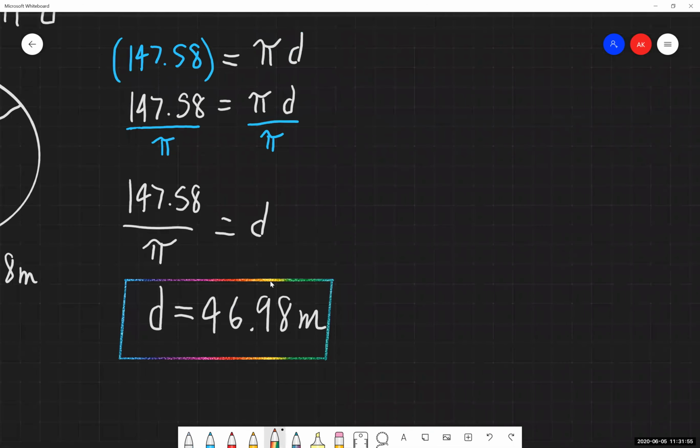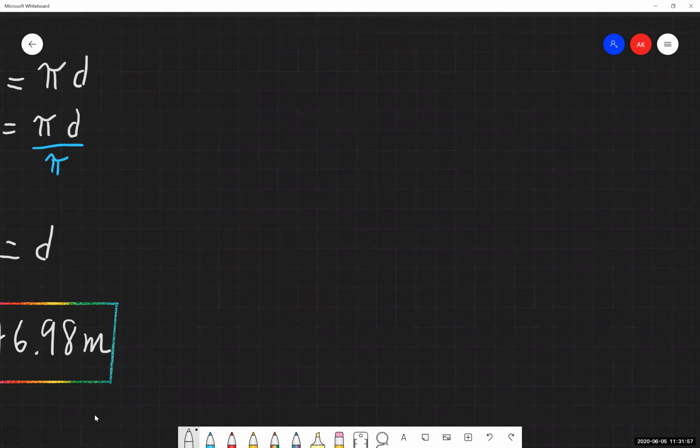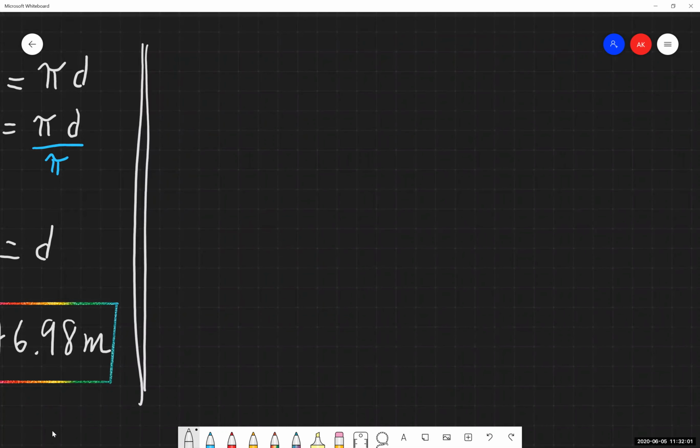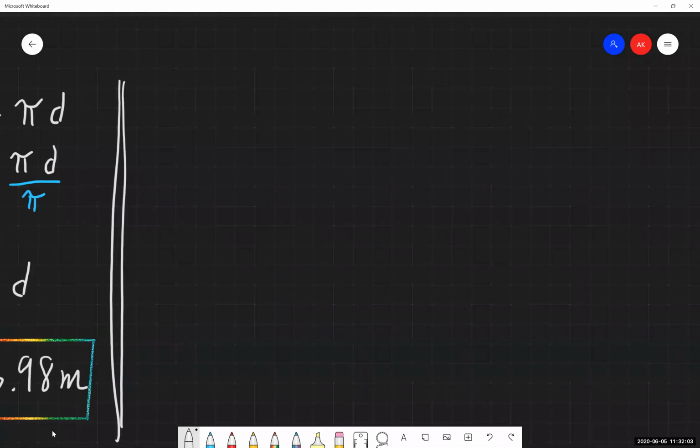And now we'll take a look at our last example with this. We are told with the fourth example, find the radius of the circle with a circumference of 20.72 yards. Okay, so once again, we're working with the circumference in here. We're working with the radius also.